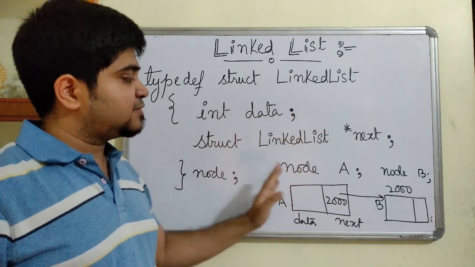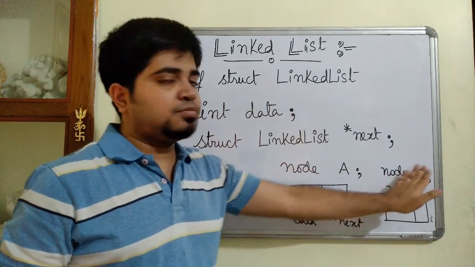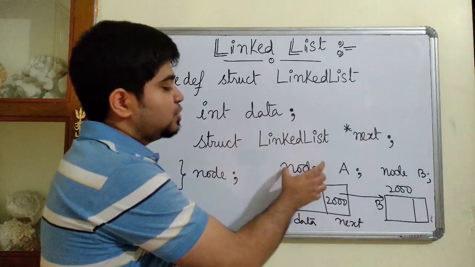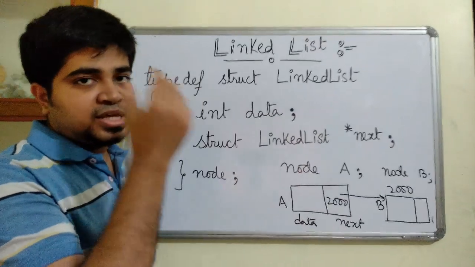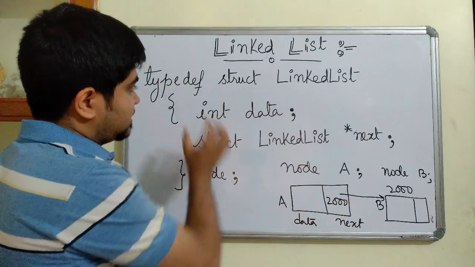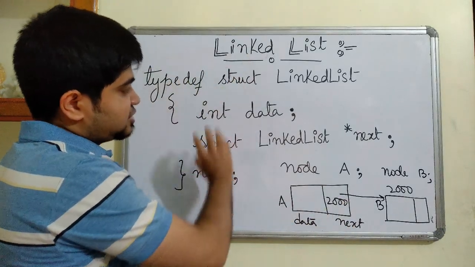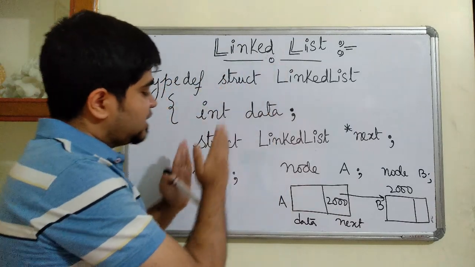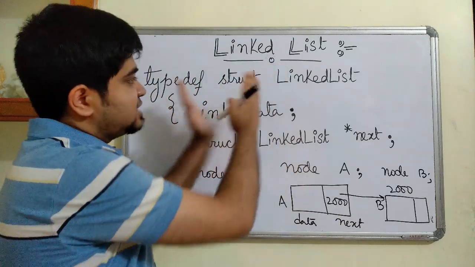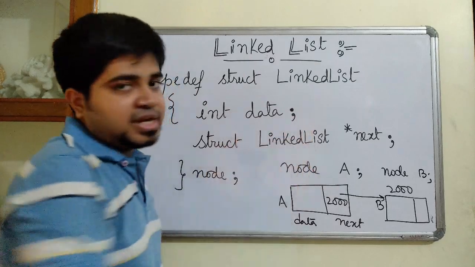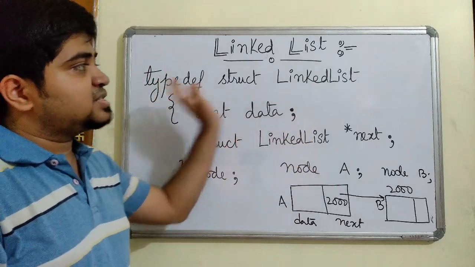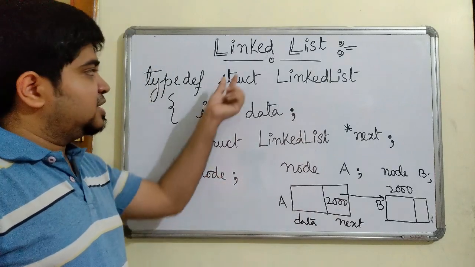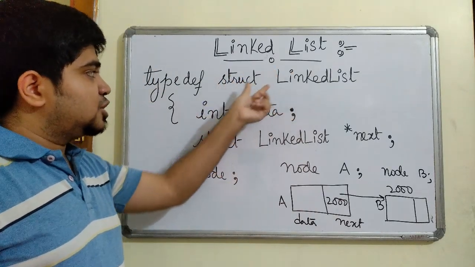So say suppose we define node A and node B, so we have defined 2 nodes, right? So what is node? Node is the data type name that actually masks this whole struct linked list. So wherever we write node, it is actually struct linked list. So we are specifying struct linked list over here, but instead of writing struct linked list all the time, we can simply specify it with node, right? Struct linked list is actually node.